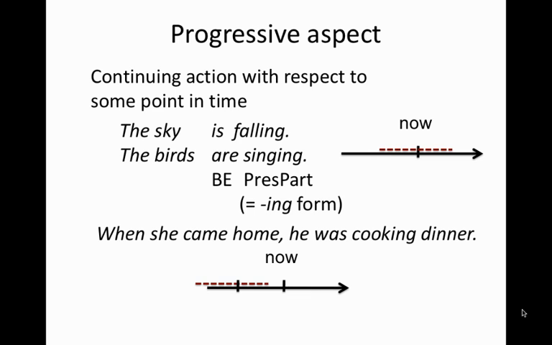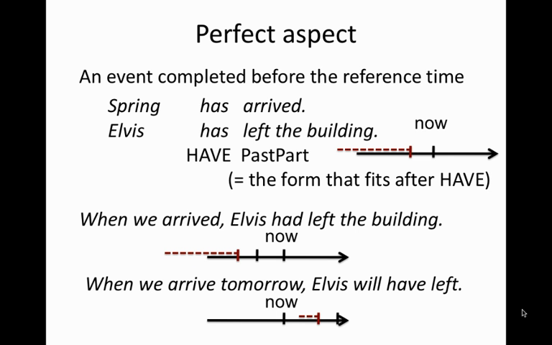This could be going on now, but it could be ongoing with respect to some other point in time, as in he was cooking dinner. That's cooking, was cooking is progressive with respect to an earlier point in time when she came home. So that's progressive. Perfect aspect consists of an auxiliary have with a past participle after it.